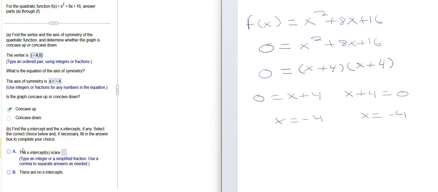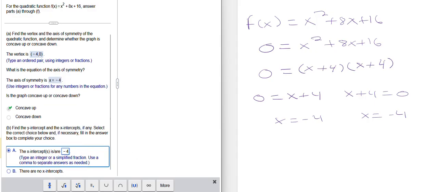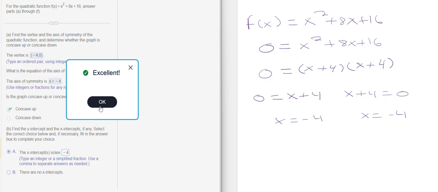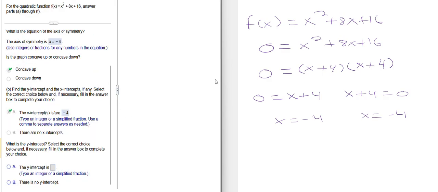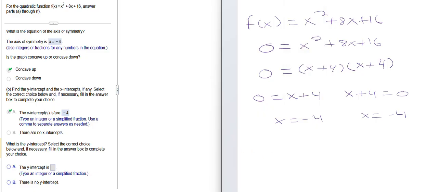It is the same. So they want it as just the value, so they don't want it as a coordinate point. So we're just going to type in negative 4. We don't need to put both because they're the same number. And the next question, I would like for us to find the y-intercept. So let's go ahead and do that. So to find the y-intercept, I am going to set x equal to 0.